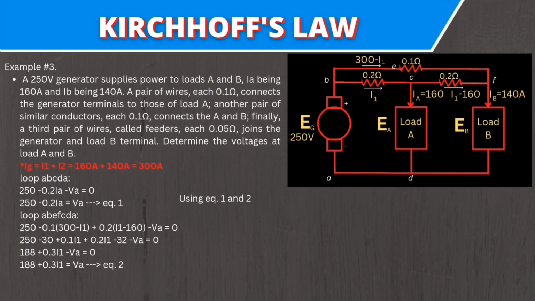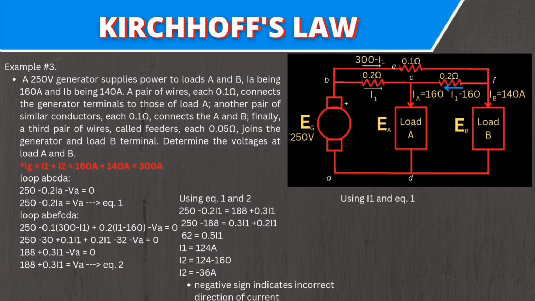Using the equations number 1 and 2, 250 minus 0.2 I sub 1 is equal to 188 plus 0.3 I sub 1. 250 minus 188 is equal to 0.3 I sub 1 plus 0.2 I sub 1. So 62 is equal to 0.5 I sub 1. I sub 1 is equal to 62 divided by 0.5, that will be equal to 124 amperes. Then I sub 2 is equal to 124 minus 160, that will result in negative 36 amperes.